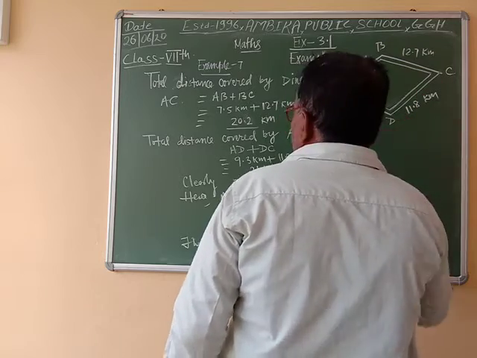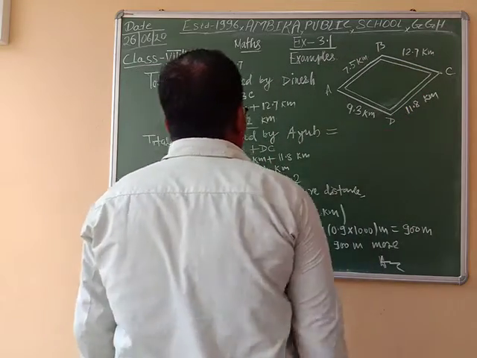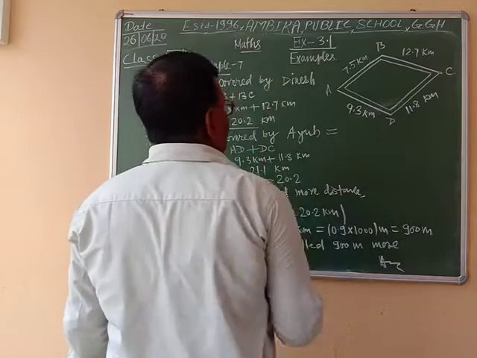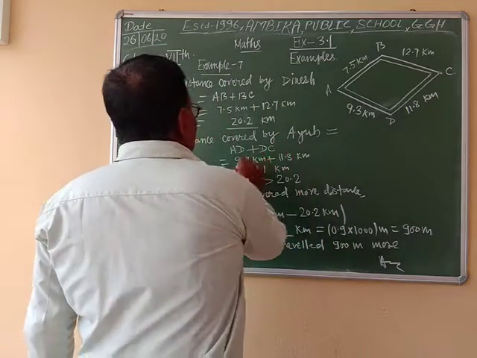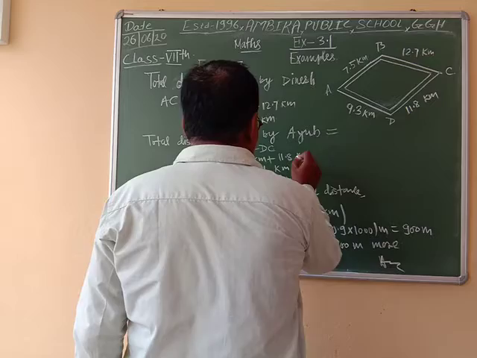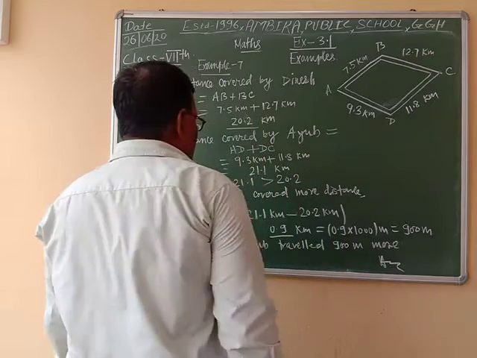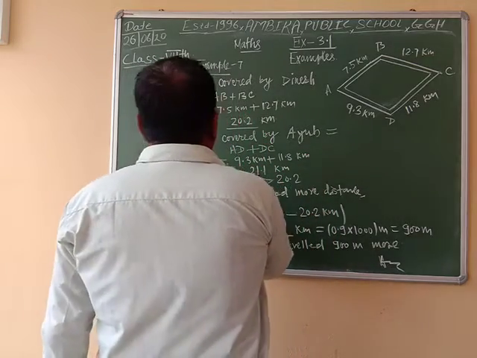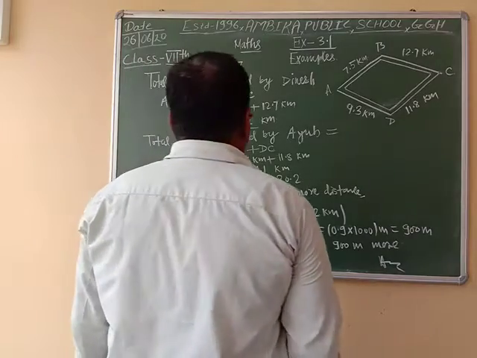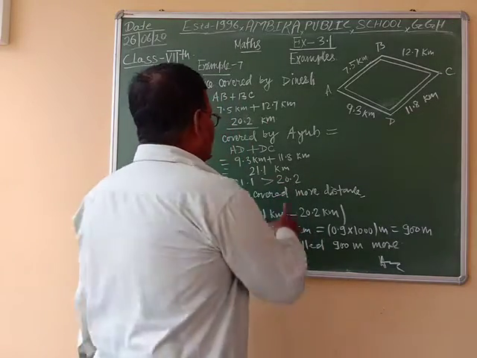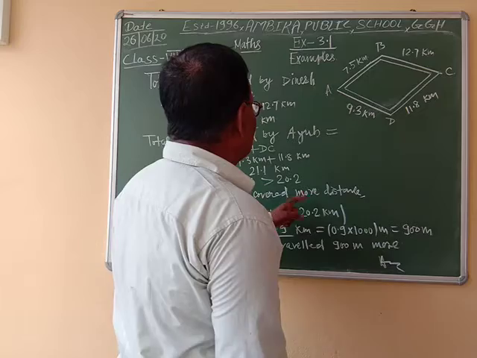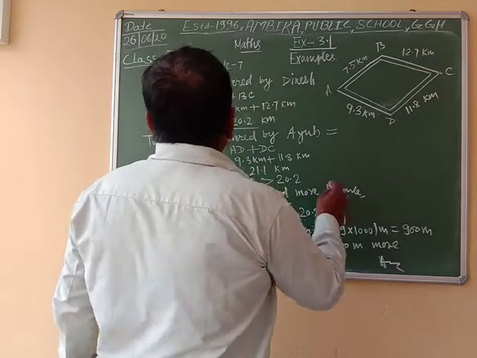So total distance covered by Ayub is equal to AD plus DC, 9.3 kilometer plus 11.8 kilometer is equal to 21.1 kilometer. Clearly 21.1 is greater than 20.2. Hence Ayub covered more distance than Dinesh.